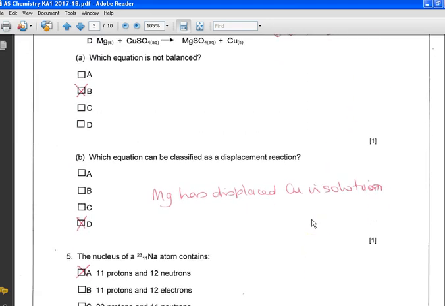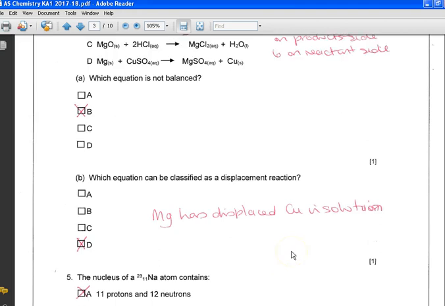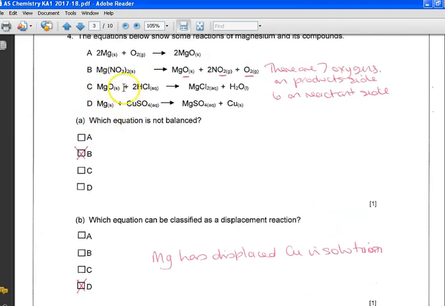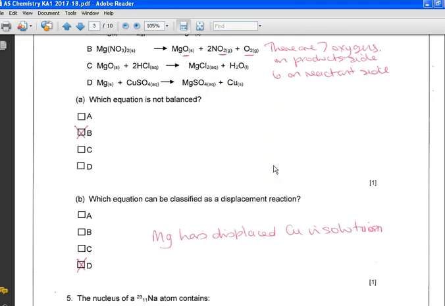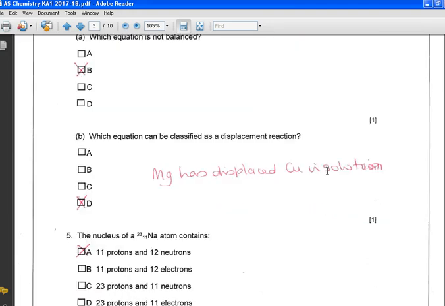Displacement means you would have done this at GCSE, I think, this kind of displacement idea. If we look at these equations, where one metal displaced another, it's only equation D, where you've got magnesium has replaced copper in the solution of copper sulfate. The copper sulfate solution is now magnesium sulfate, and we've now got copper solid or copper metal.